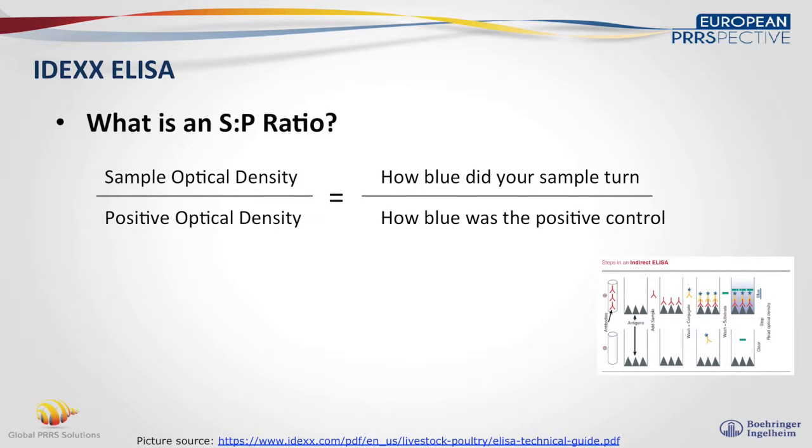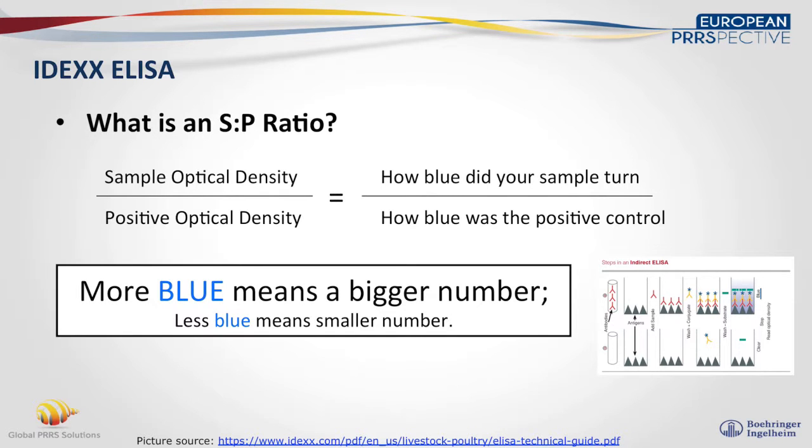And then to get back to that S to P ratio. What does that really mean to us? It comes back as a number from the lab. It's the sample optical density to the positive optical density.